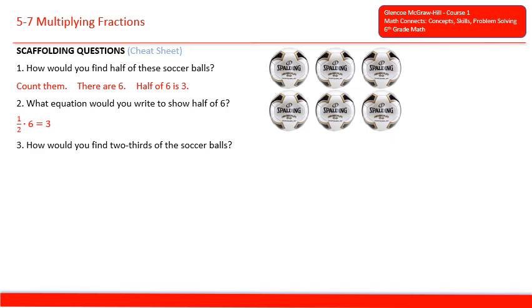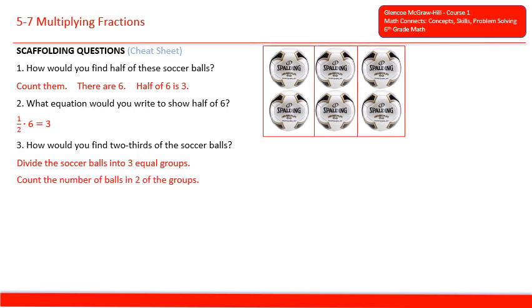How would you find 2/3 of the soccer balls? Divide the soccer balls into 3 groups, and count the number of balls in 2 of the groups. And that would be 4. What equation would you write to show 2/3 of 6? 2/3 times 6 equals 4.